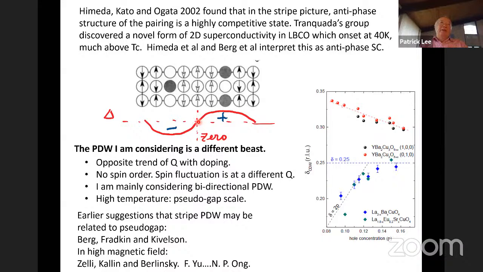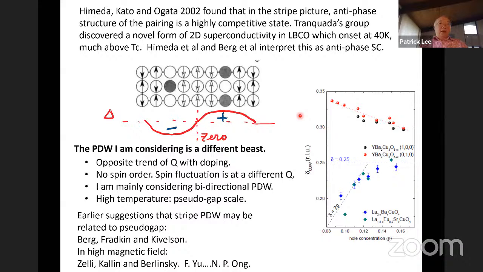Notice that this pair density has a period which is double the period of the charge order. So in this case, the charge order is 4a, and the pair density period will be 8a. Subsequent to this proposal, Tranquada's group has done beautiful work showing a mysterious two-dimensional-like superconductivity in one version of LBCO that lives at a much higher Tc. And Berg et al. pointed out that this could easily be explained by stacking of these pair density waves. So that's the original history.